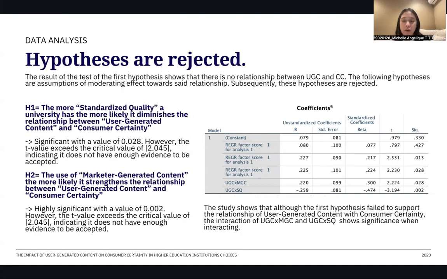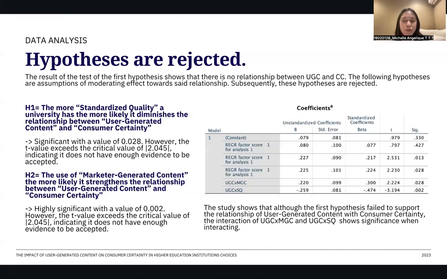The following hypotheses are based on the assumption that the main hypothesis is true, that there is a relationship between UGC and CC, as it assumes that MGC and SQ act as moderating factors between said relationship. However, as the main hypothesis is rejected, these hypotheses should be too, and hypothesis testing of each hypothesis shows the same. Although each has a significance value below 0.05, the absolute t-value does not exceed the critical value of 2.045 for the set 5% confidence level of the study.